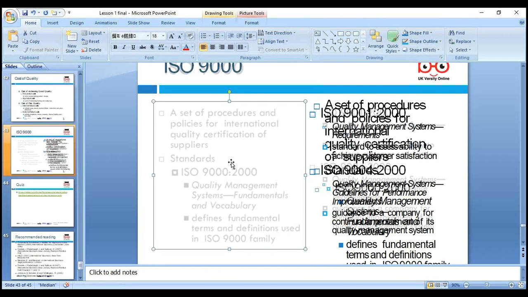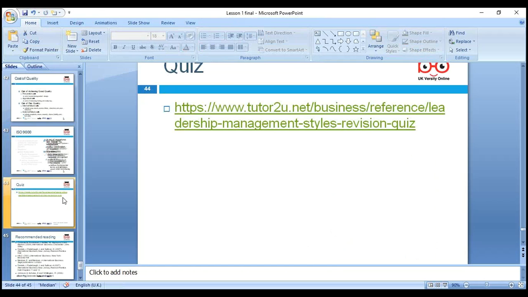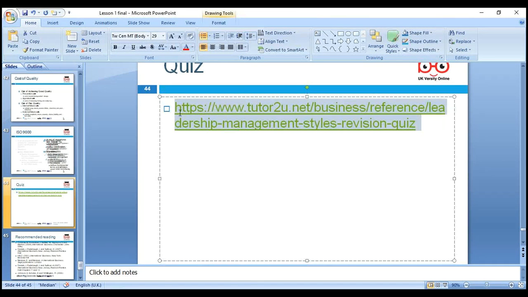Any questions? No, it's understandable by now. ISO 9000 we discussed earlier. It's all about you define and you check. I copied this link.